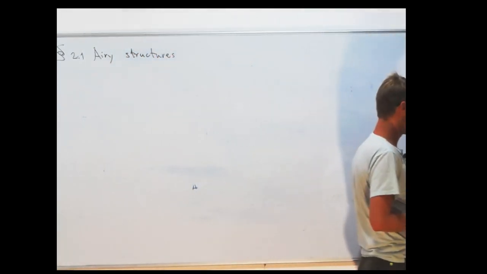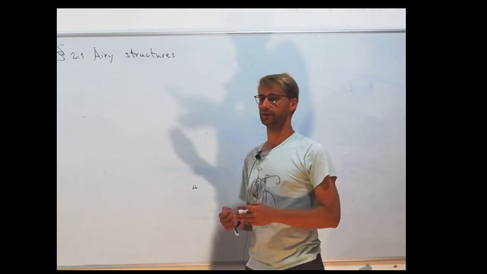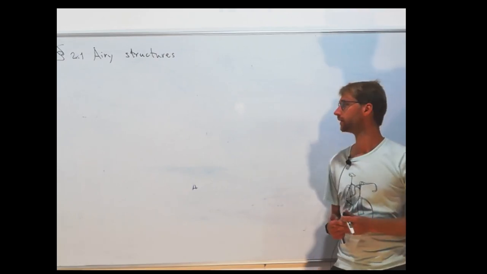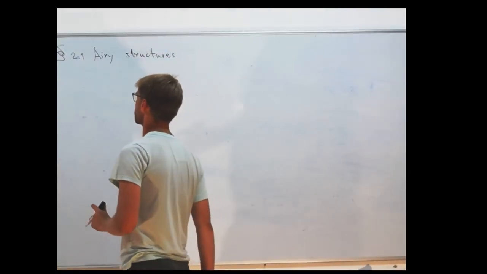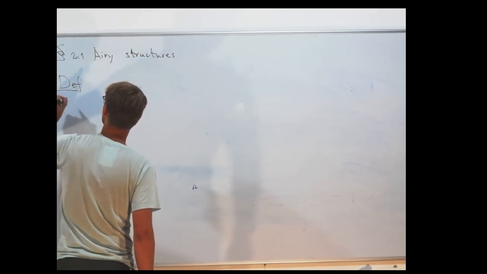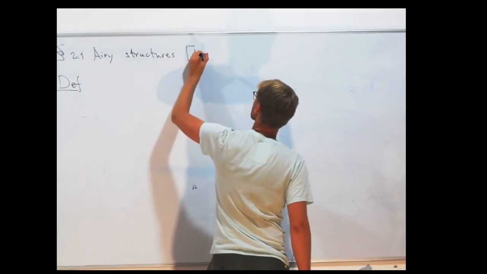So Airy structures are an algebraic reformulation or generalization, depending on your point of view, of topological recursion. And it's really quite a different point of view. So at first it may look a bit strange. But one important part of this talk will be to give you the connection and to see what we can actually get from this. So I guess I should just start with some definitions. I should also say this. Kontsevich-Soibelman.